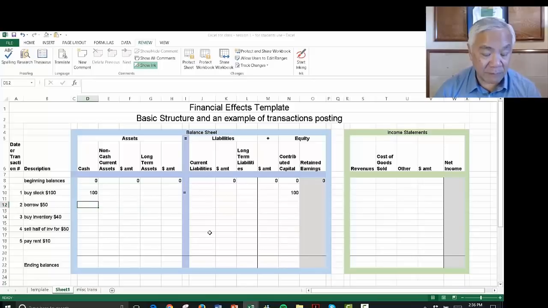Next, we're going to borrow $50. So what happens when we borrow money? We get money. $50 goes up. And did we issue stock? No. We have liabilities, and let's just call it a loan. And so this is 50.